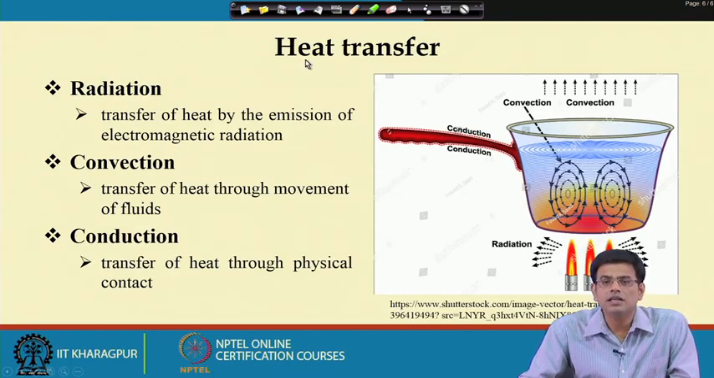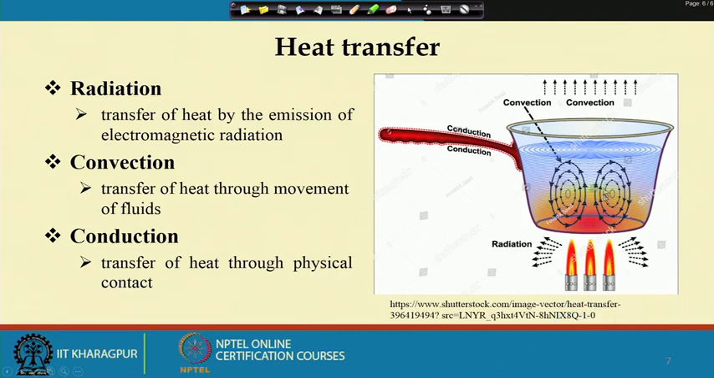So, this is the main thing that we are looking for here. Now, what is heat transfer? For instance, if you boil a pan of water, what kind of heat do we get? If I heat it, there is a source of heat going to the surroundings through radiation. Radiation is transfer of heat by emission of electromagnetic radiation. So, this we call radiation. We are not interested right now in radiation heat transfer.